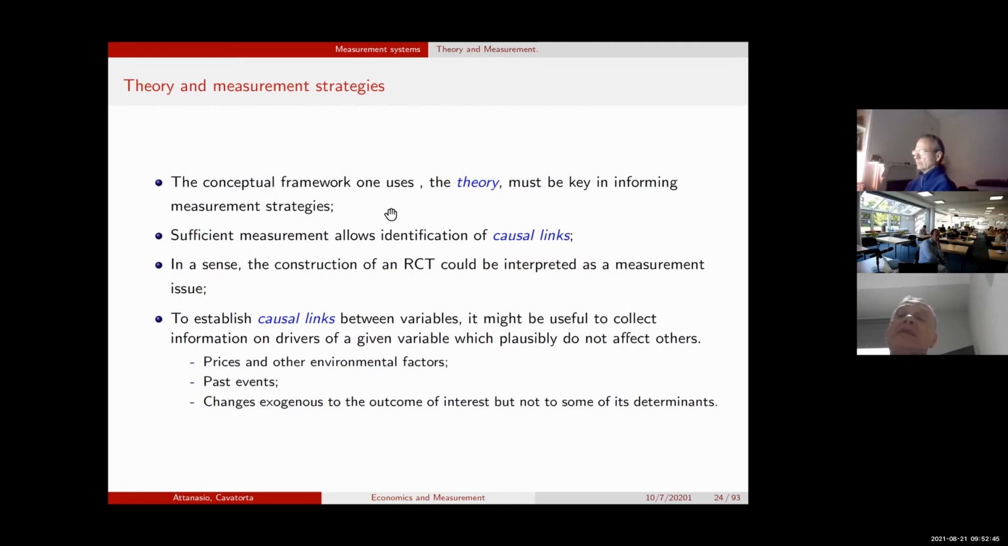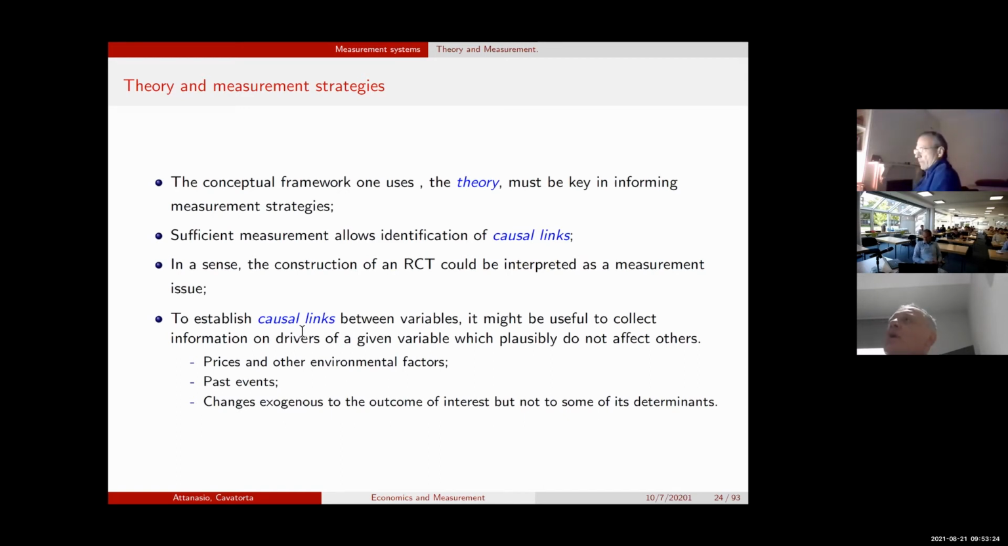So to establish causal links between variables, it might be useful to collect information on the drivers of people's choices. And again, you can do that by running an RCT. If you cannot run an RCT, and even when you do run an RCT, it's useful to get identification using information on other stuff. It could be prices, environmental factors, past events, changes that are exogenous to the outcome of interest.